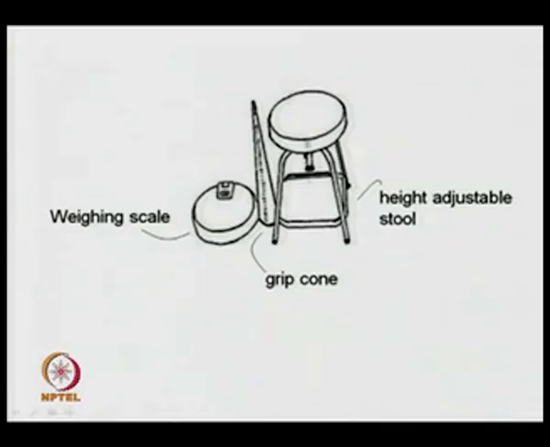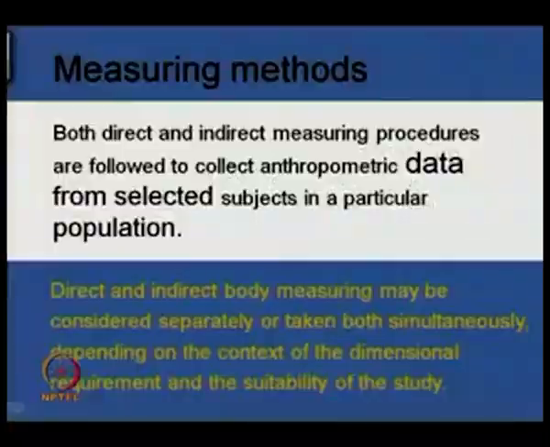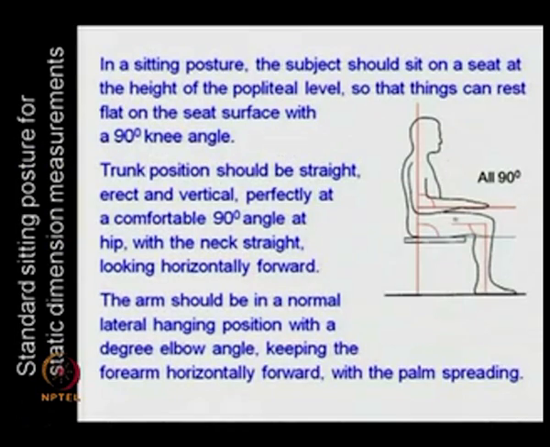And then a height adjustable stool. This height adjustable stool is necessary so that for short, medium or tall people, when they sit on it, the height can be adjusted according to their popliteal height, so that the standard sitting posture for static body measurement, that we have just shown below, can be maintained.